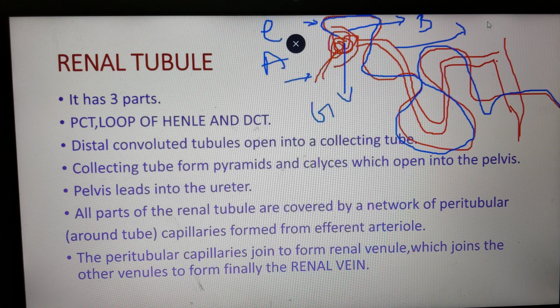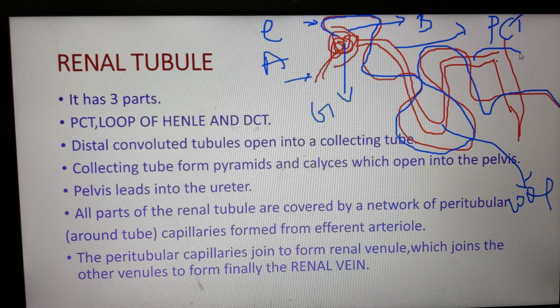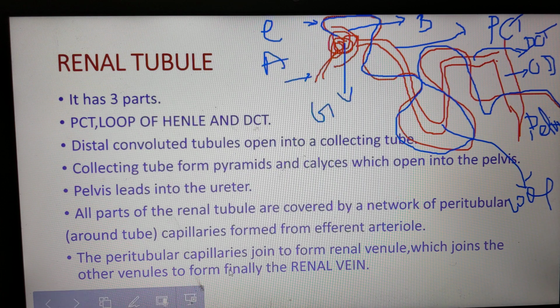Now this is the proximal convoluted tubule and this is the loop of Henle, and this is the distal convoluted tubule, and this is the collecting duct. And then here is the pelvis. The pelvis leads to the ureter, and all these peritubular capillaries here form the renal vein.